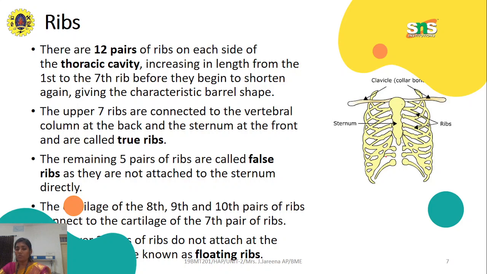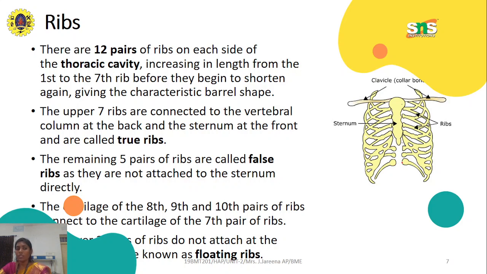And even in these 5, the first 3, that is the 8th, 9th and 10th ribs, will fuse together and then join with the 7th rib, and the last 2, that is the 11th and 12th, will be free floating. So those ribs are called floating ribs.